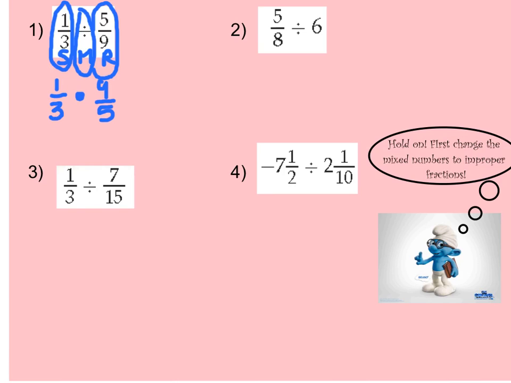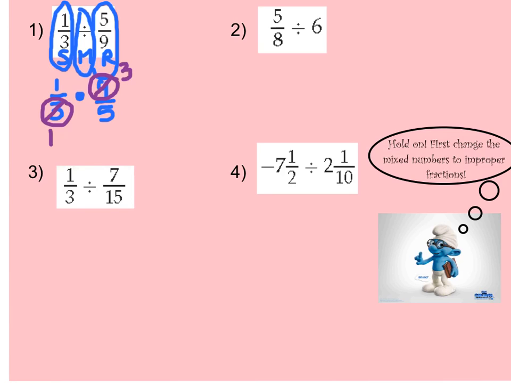In this problem, 1/3 cannot be reduced, neither can 9/5. So then we look diagonal. We have a 1 and a 5. That cannot be reduced. However, 3 and 9 can be reduced. We can divide both the 3 and the 9 by 3. 3 divided by 3 is 1. 9 divided by 3 is 3.